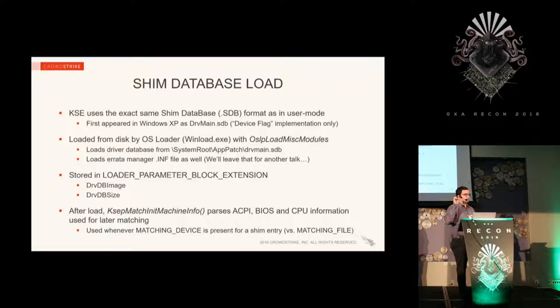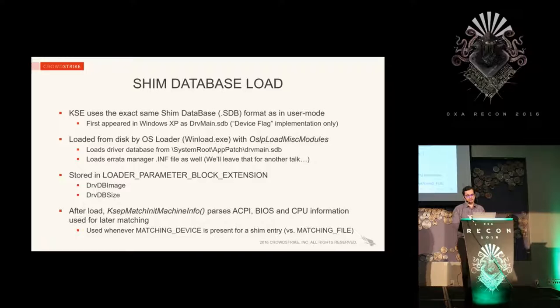And all KSE has to do now is parse it from memory and look up all of those data structures. Now, when you have user mode shims, you can associate a user mode shim with a particular binary. What's cool in the kernel shim engine is you can associate a shim with a particular type of device. So you can say, if you have this type of ACPI table, and this type of BIOS, and this type of CPU, then this shim applies to you. So it does some of that lookup in there as well.